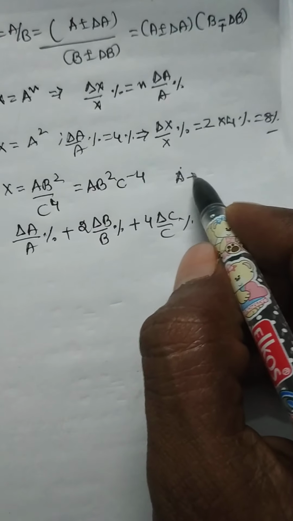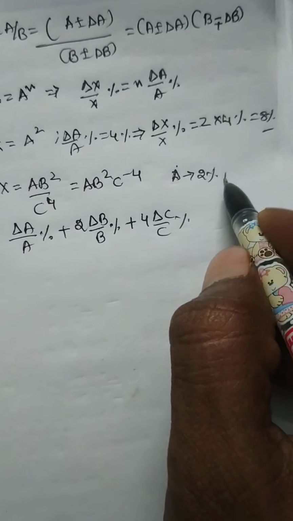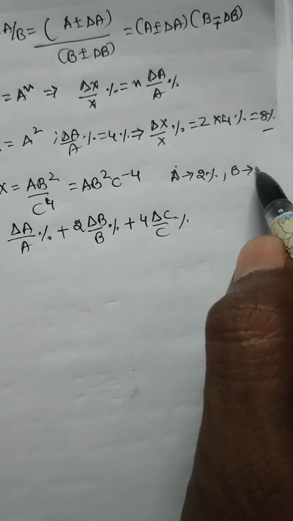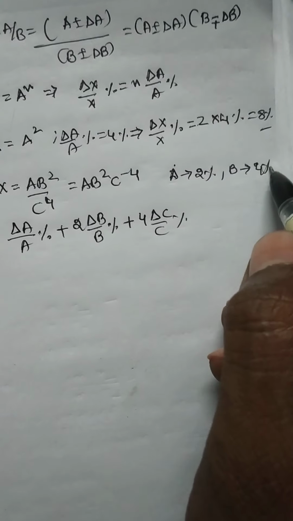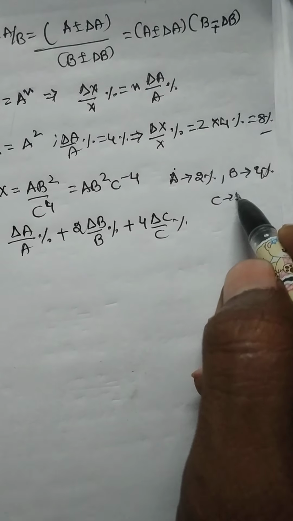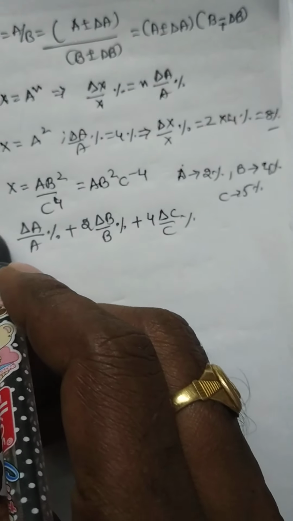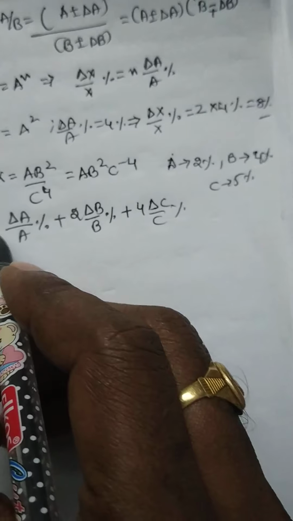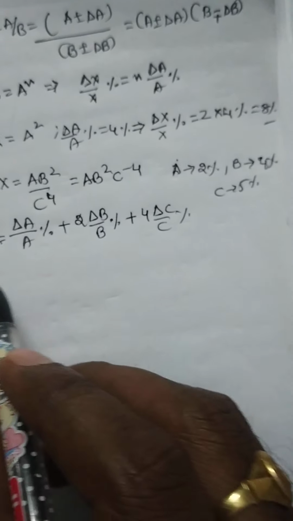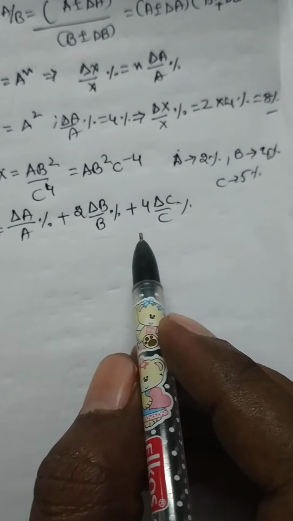Now they are given like this: delta A by A%. In A, the percentage error is 2%. In B, the percentage error is 4%. In C, the percentage error is 5%. What is the percentage error in X? They are asking like that. Then the percentage error in X is given as like that.